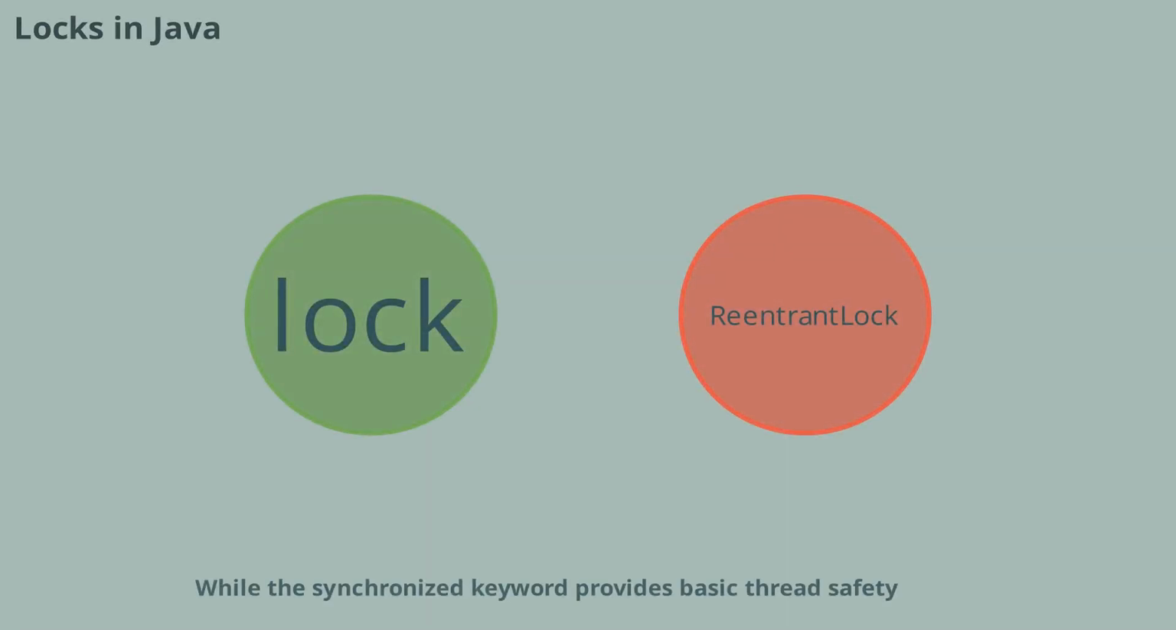While the synchronized keyword provides basic thread safety, Java's Lock interface offers more advanced control. Locks allow you to acquire and release access to resources explicitly, support tryLock mechanisms to avoid indefinite blocking, and enable multiple condition variables for complex coordination. The ReentrantLock class is a common implementation, providing flexibility and power for advanced concurrency scenarios.